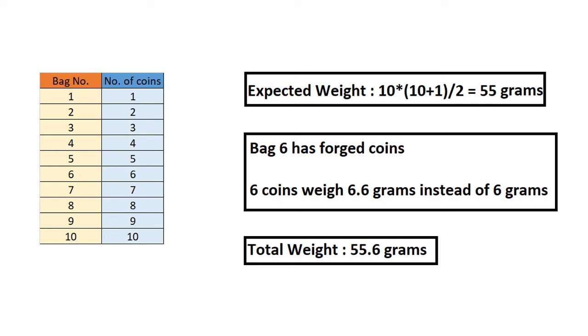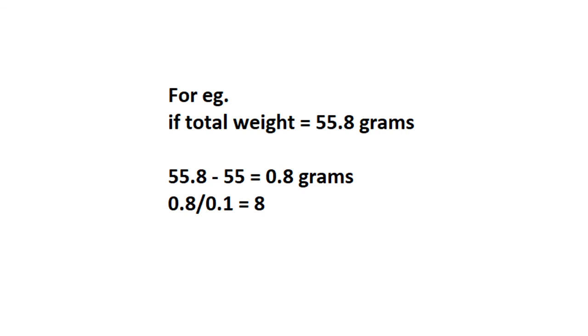Now the expected weight of all these coins is 10 into (10 plus 1) by 2, which is equal to 55 grams. But bag 6 has forged coins. So the 6 coins will weigh 6.6 grams instead of 6 grams. My total weight will be 55.6 grams instead of the expected weight of 55 grams. How can I use this?